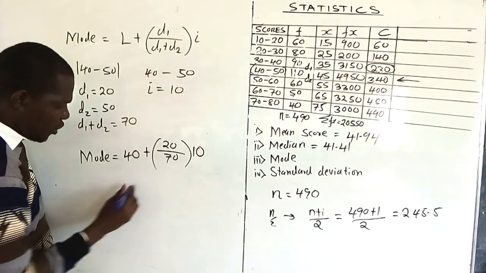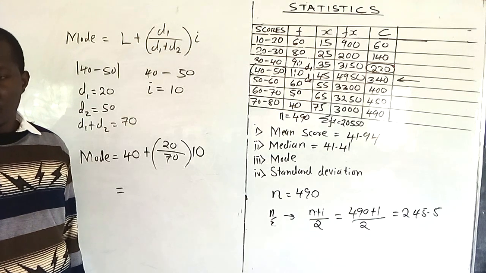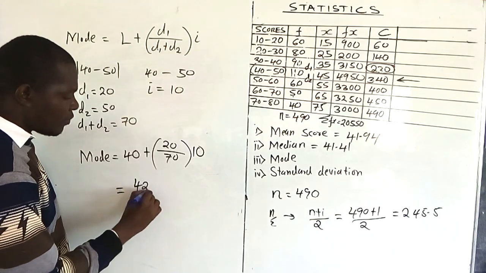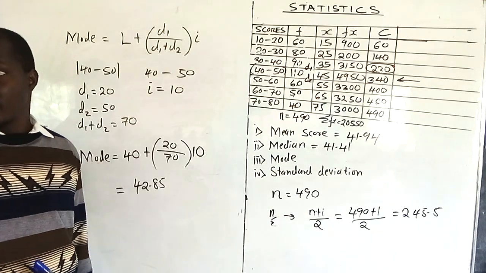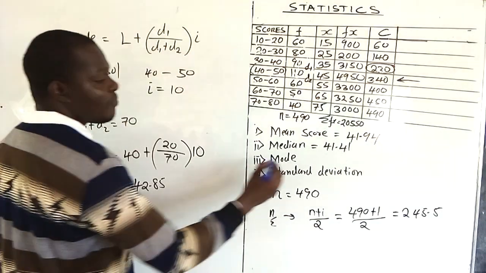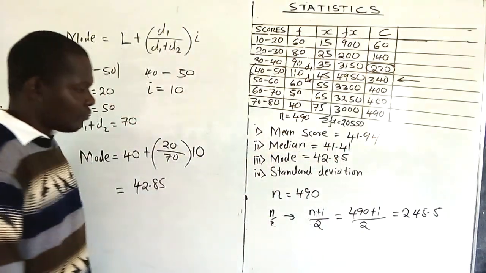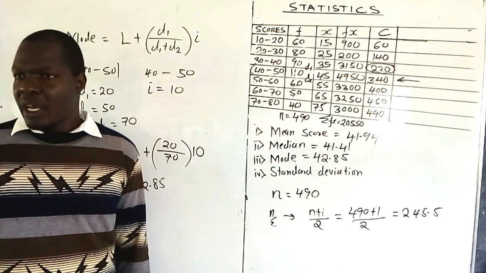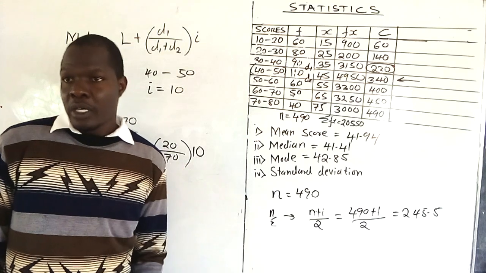So if you work out the whole of this in the calculator, what do we get to be the mode? 42.85. Very good. So the mode is 42.85. So we found the mode is 42.85. Are we together? Having determined the mode, the next thing we are now looking for is the standard deviation.